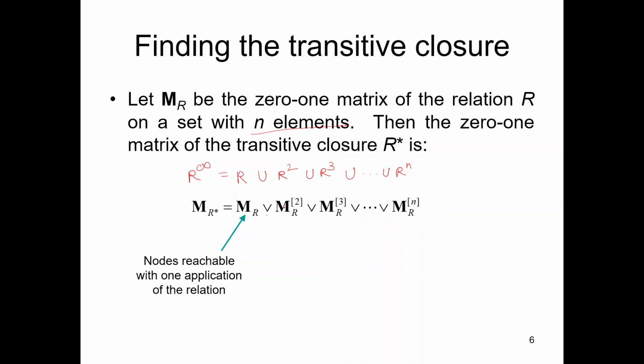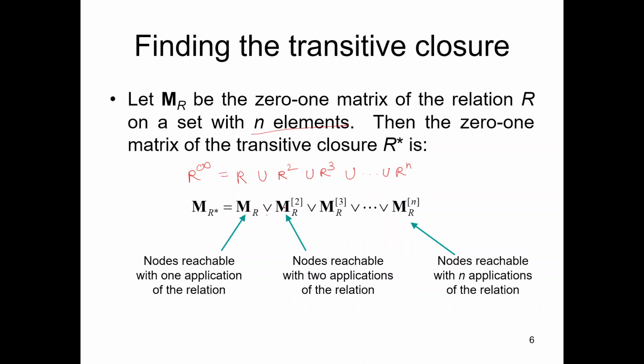So MR, again repeating the point for emphasis, nodes reachable with one application of the relation can be found out using MR. MR square will indicate nodes reachable with two applications of the relation, and generalizing, nodes reachable with n applications of the relation will be indicated in MR raised to n. Okay. So now let's say this is the matrix, and we'll go all the way and find its transitive closure. Now, just for the sake of understanding, how does the digraph of this relation look?